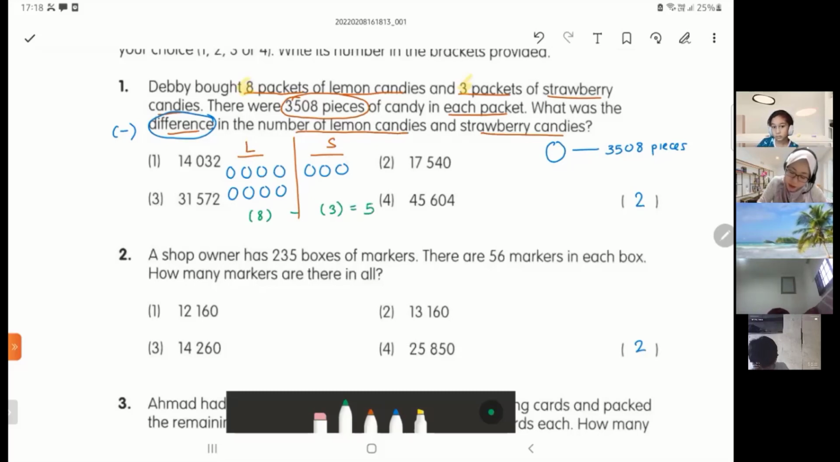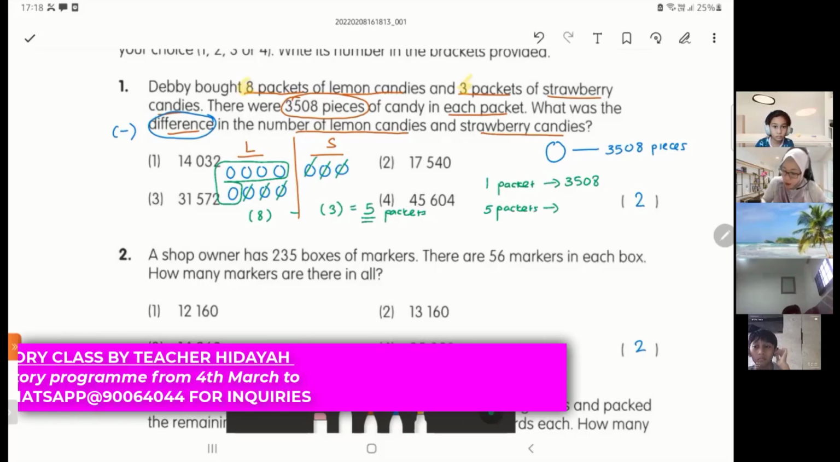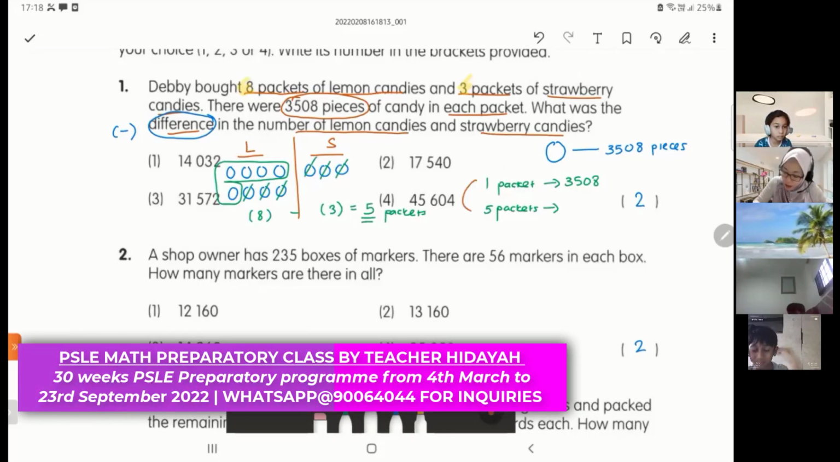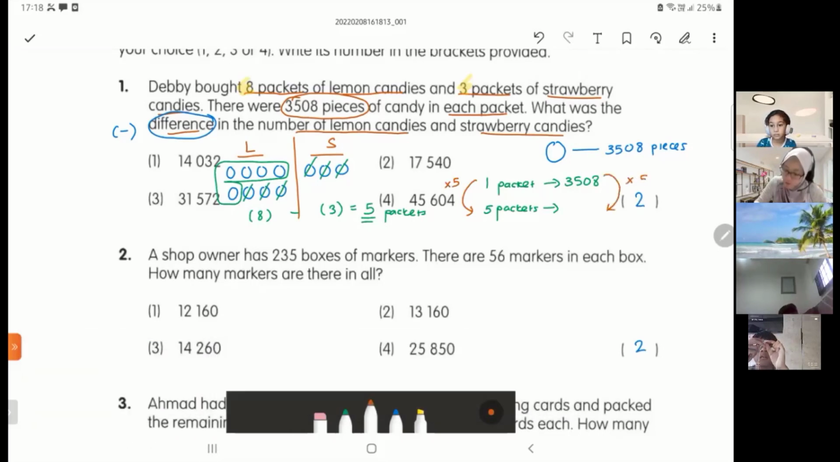If you don't understand, you can take away 1, 2, 3, 1, 2, 3. I'm left with 5 packets, right? So lemon has 5 packets more than strawberry. Now, what do I do? In one packet, there are 3,508 candies. In 5 packets, from 1 to 5, I times 5. So from here to here, I times 5 as well.